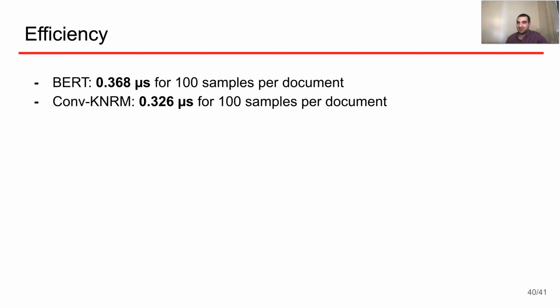But this wasn't a research question, but I want to highlight this, is the efficiency component. So regardless of which architecture you use, BERT, convolutional KNRM, even GPT-3, it'll take about 0.3 to 0.4 microseconds to run 100 samples per document. And this is because it doesn't matter which architecture you use, you're just passing a 2-layer multi-layer perceptron with dropout. So even if we have new architectures in the future, this method is suitable, which is wonderful.